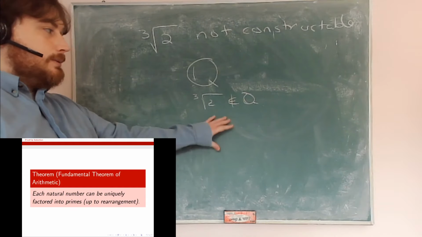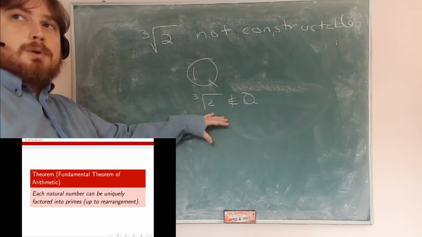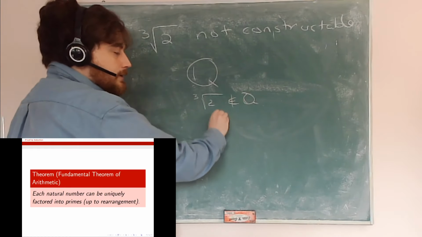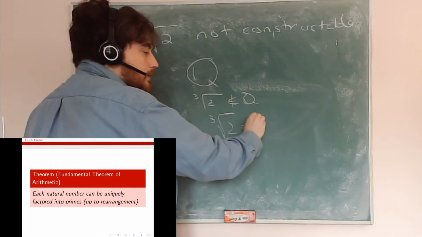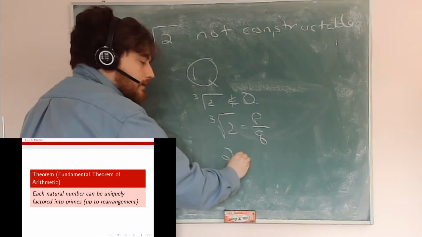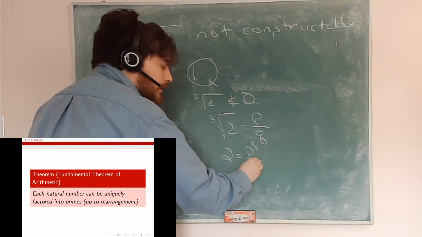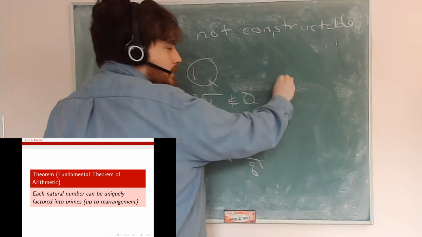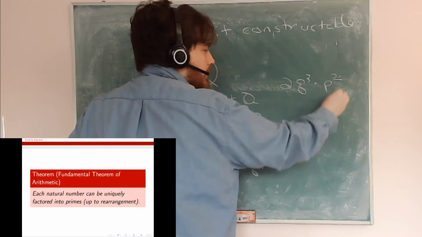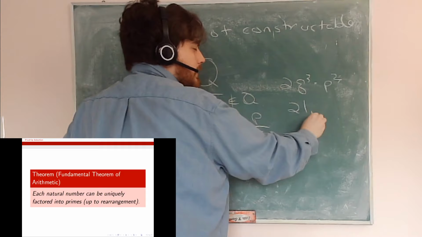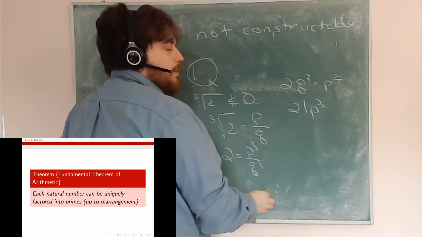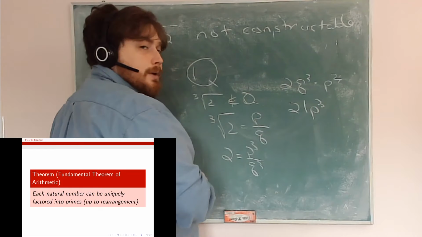Now, we've actually done this one earlier in the class, but to recap, the idea is that we would assume by contradiction that it is rational. So we get the cube root of 2 is p over q. If I cube both sides, I get 2 is p cubed over q cubed. So 2q cubed is p cubed. Hence, 2 divides p cubed, because 2 times q cubed is p cubed, so p cubed is going to be even.